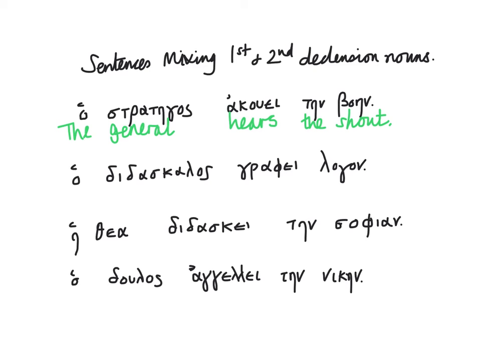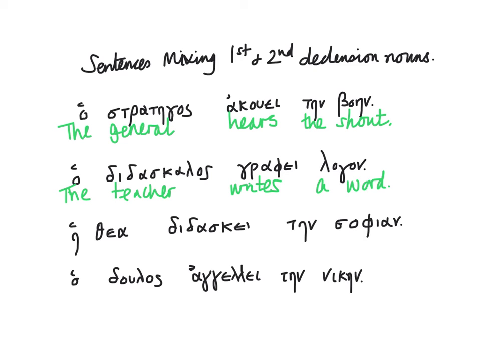Now the second one. Ho didaskalos graphei logon. The teacher writes. Now there is no word for the here, so I'm not going to say the word, I will say a word. And remember, I could say story or tale there instead.